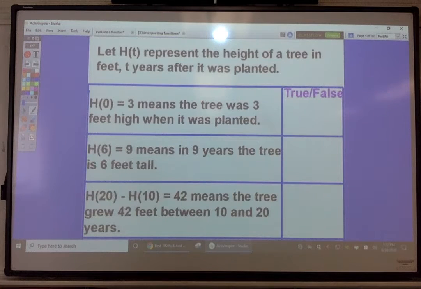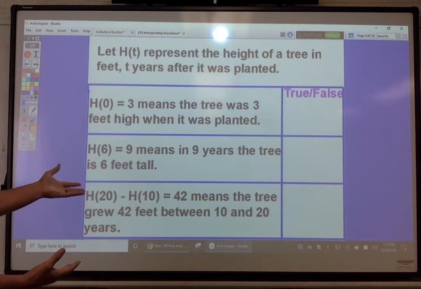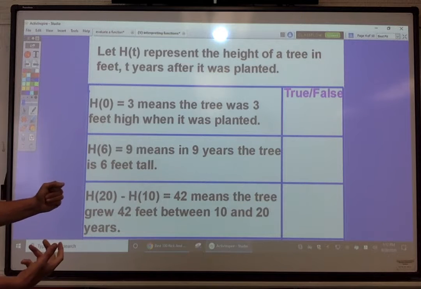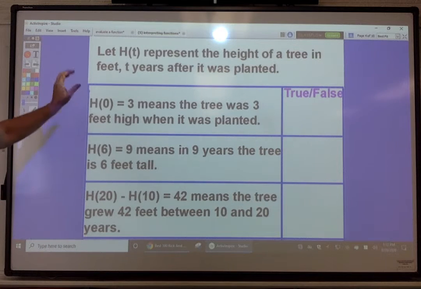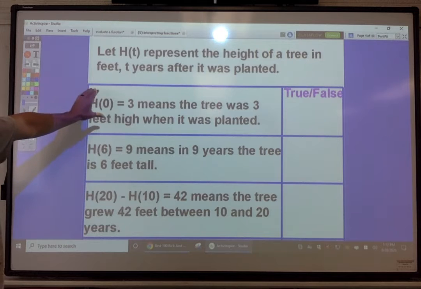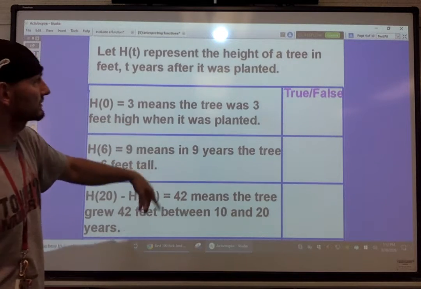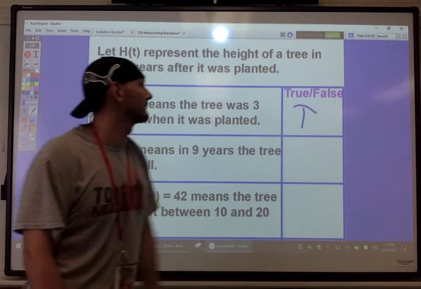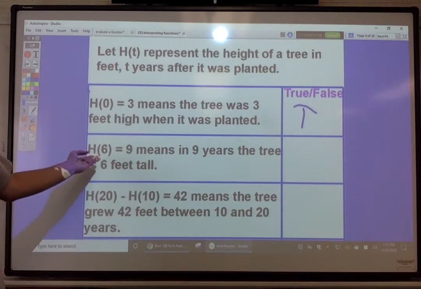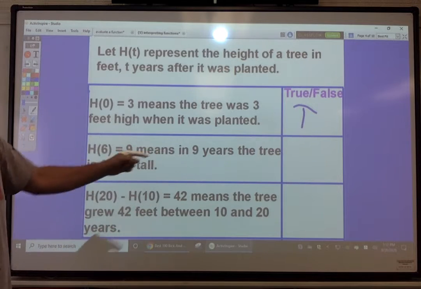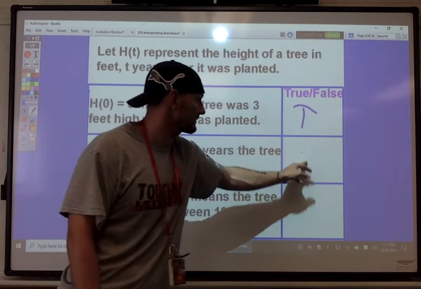All right, here we go now. Same as the first one, you've had time to read it, so I'm going to go ahead and just answer. At the beginning, it was 3 feet tall when it was planted, true. In 6 years, it is now 9 feet. In 9 years, it is 6 feet, so that one's false.